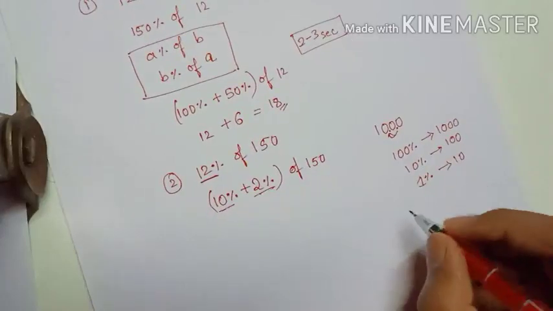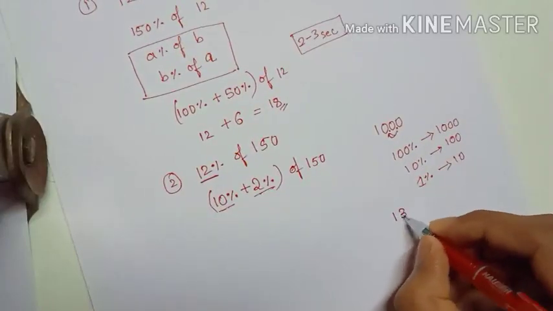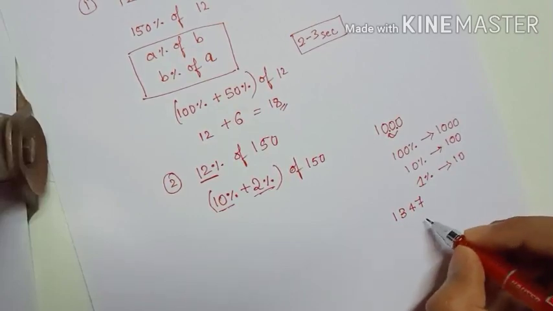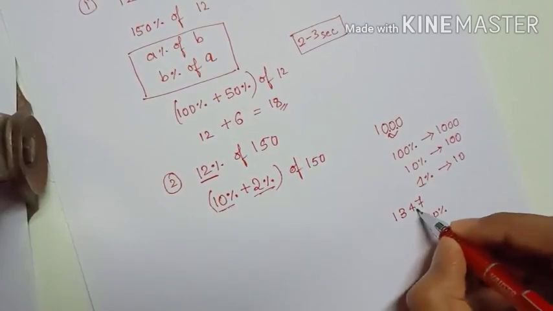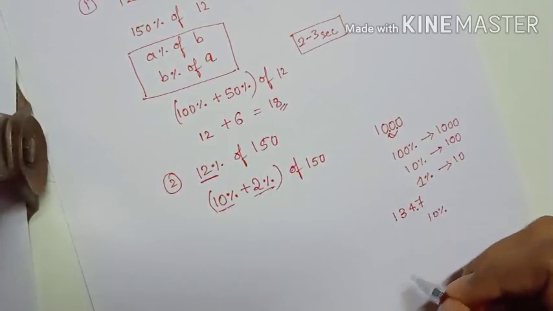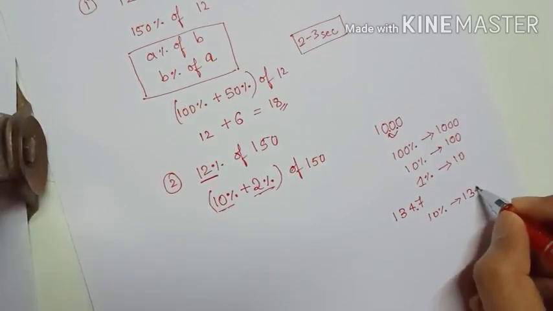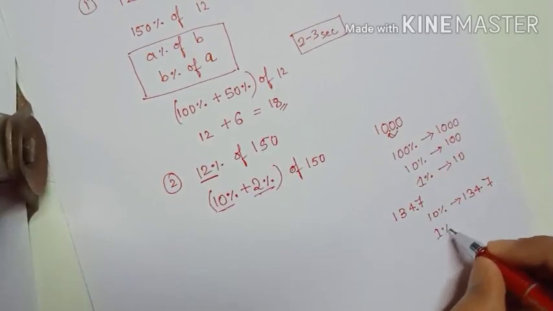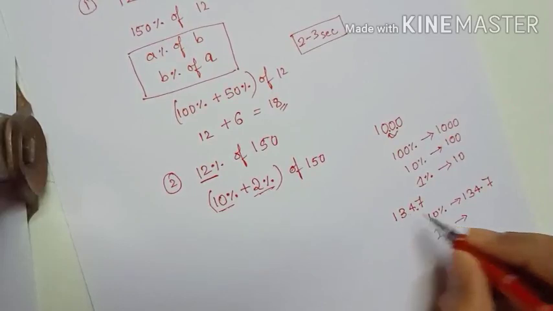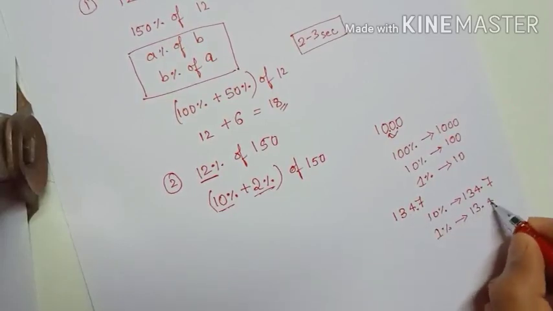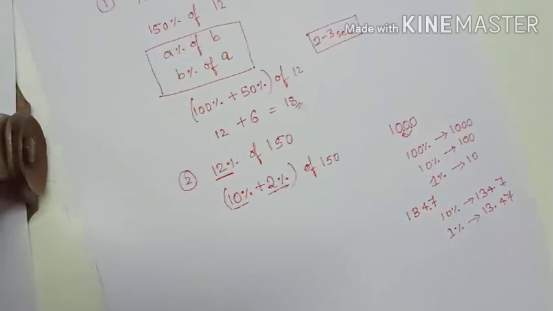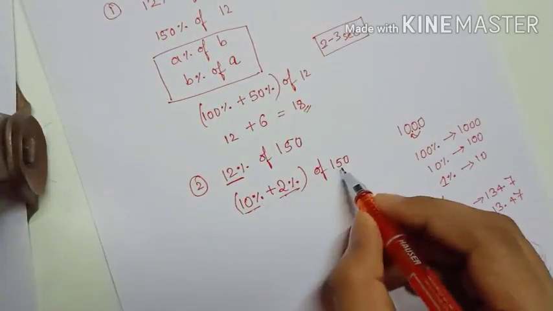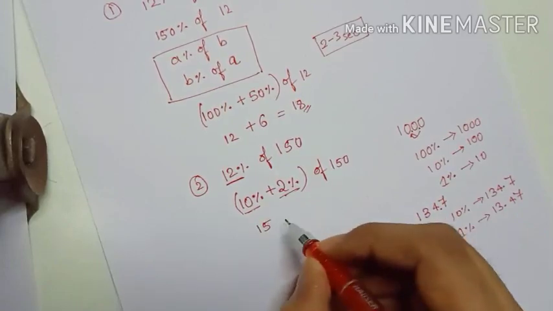I will take another example. If the value is 1347, and you want to calculate 10% of this, 10% will be 134.7. Now if you want 1%, you put the point one digit further, that is 13.47. You have to remember this. So if you want 10% of 150, you put the point over here, then 10% will be 15. This is very easy.